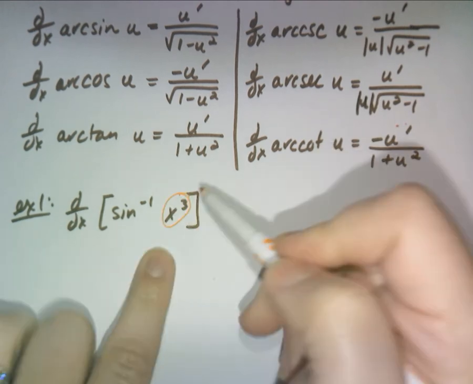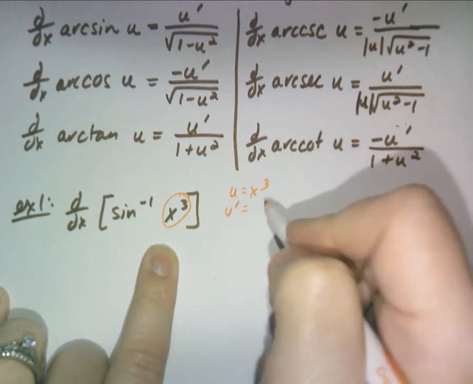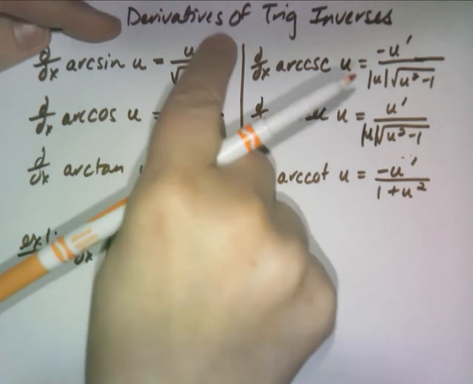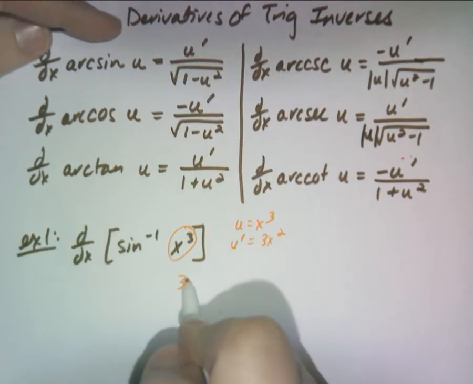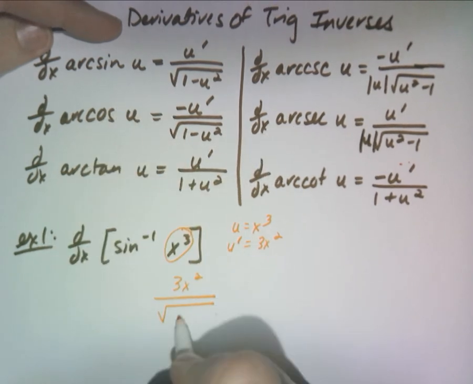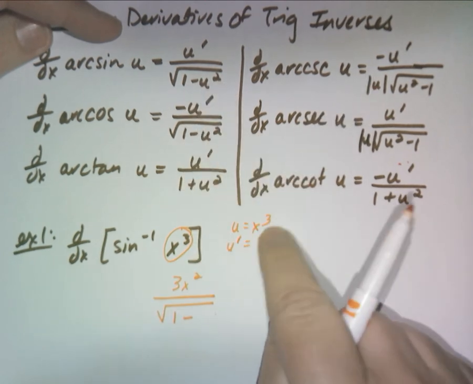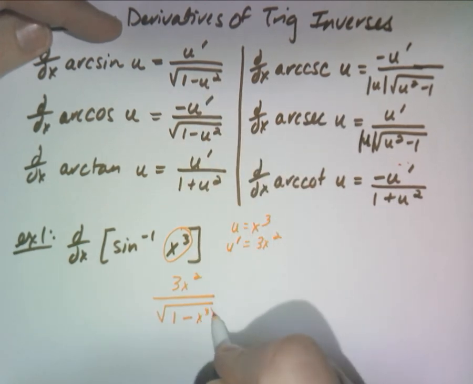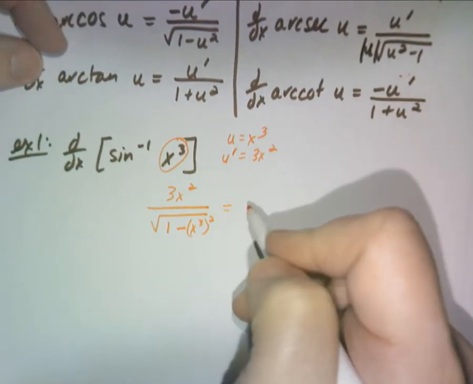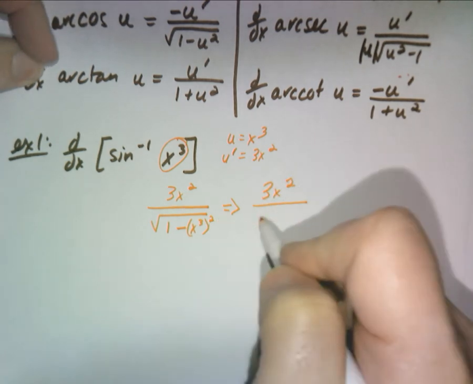All right, this is your u. What's your u prime then? 3x squared. You follow the formula then. The formula says u prime, 3x squared, over square root of 1 minus your u squared. My u is x cubed, but I'm going to square it. What does that make? This is where we had a problem in the other class. X to the 6th or x to the 5th? 6. Correct. Power to power, you multiply.